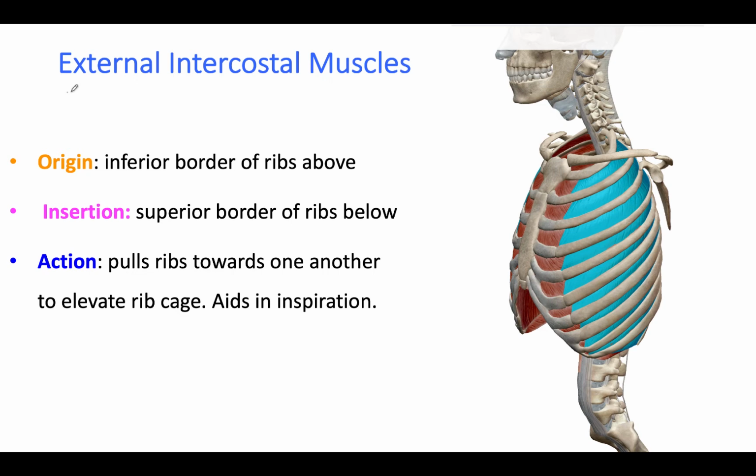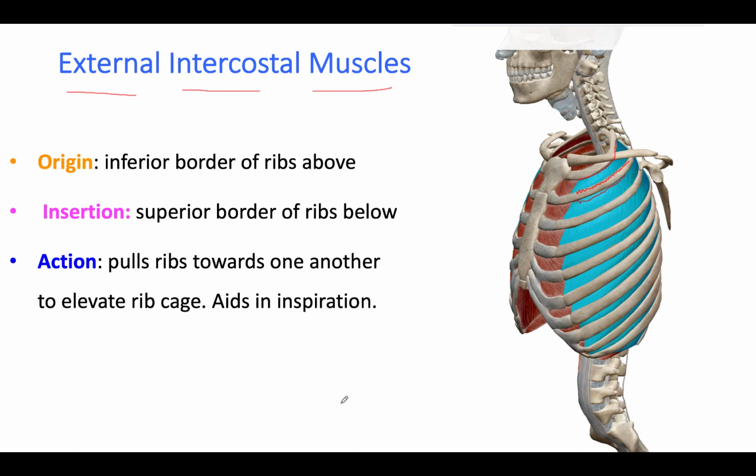The first are the external intercostal muscles. Okay, and they originate at the inferior border of the ribs, above it, and the muscle inserts at the superior border of the rib below it. So if you see the muscle highlighted in blue, the origin is up here on each muscle, right? And then the insertion is down here on the rib below it. Okay, and same thing for this muscle. Very good.